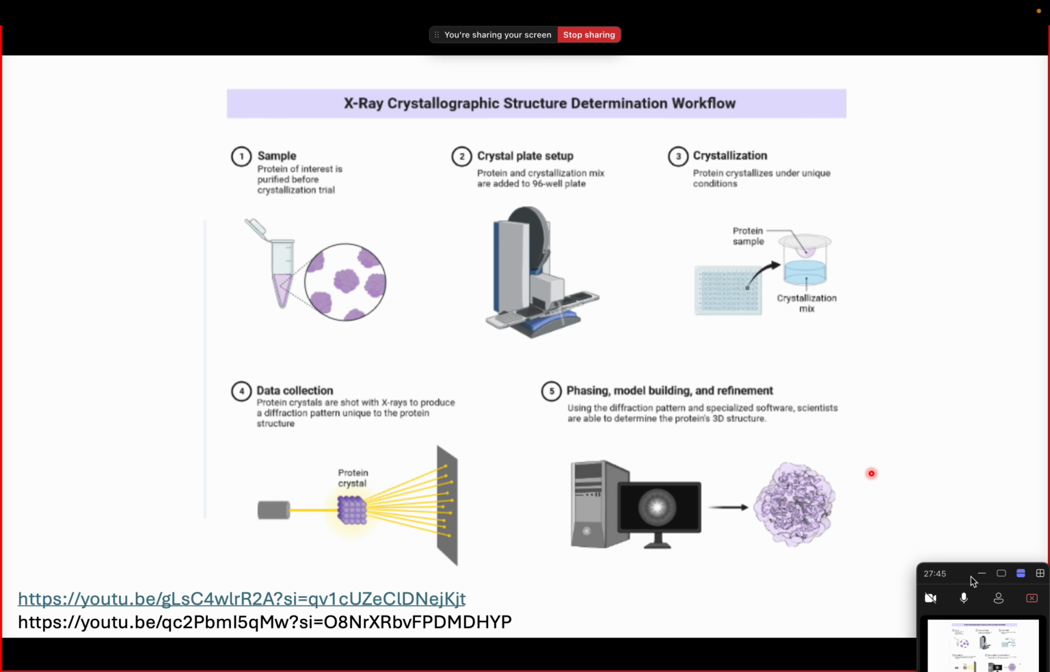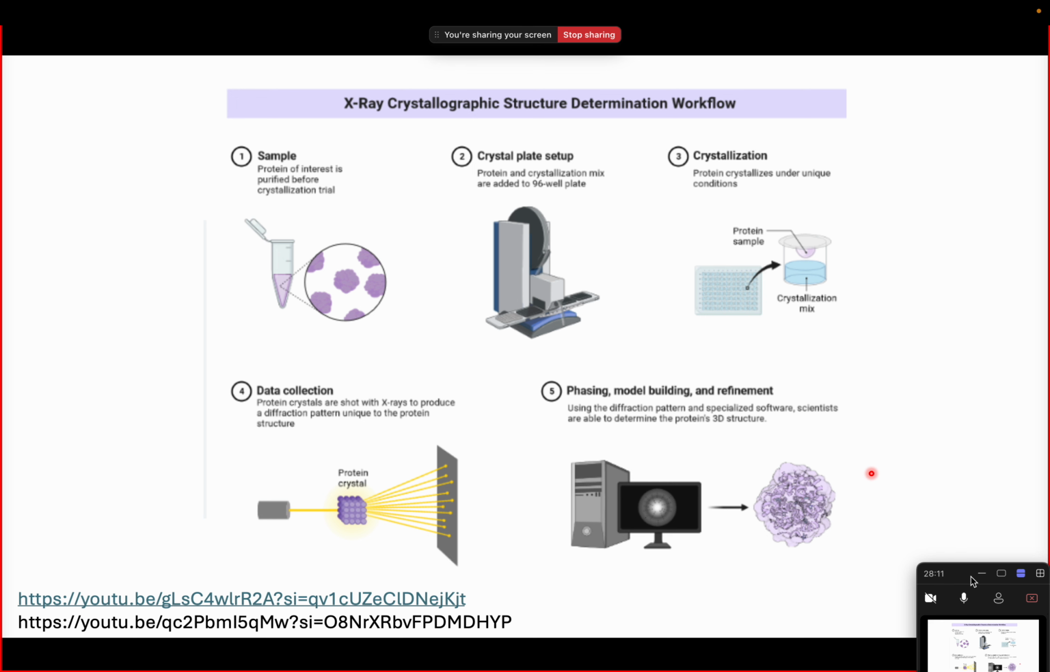On the other hand, if we look at the workflow of X-ray crystallography, again your protein of interest is purified, and before the crystallization, as the name suggests, you need to crystallize it first. Then second is the crystal plate setup. In this, basically the protein and the crystallization mix are added to a plate. It can be of anything, it completely depends upon your setup. Then it's the crystallization process.